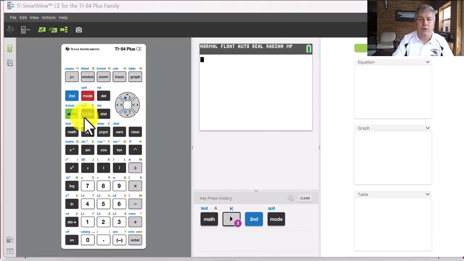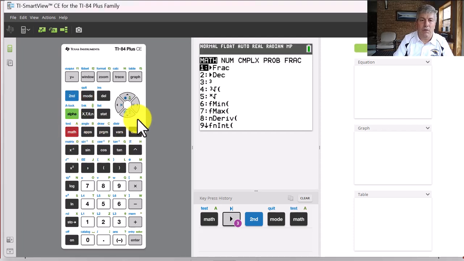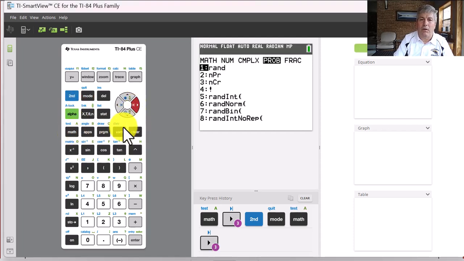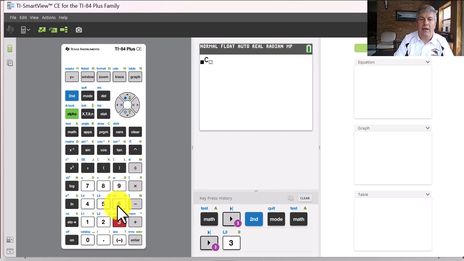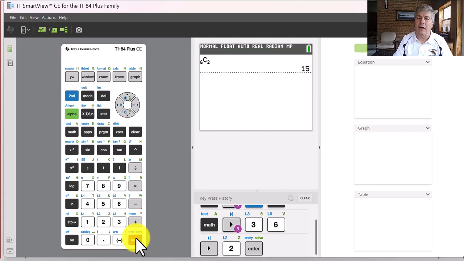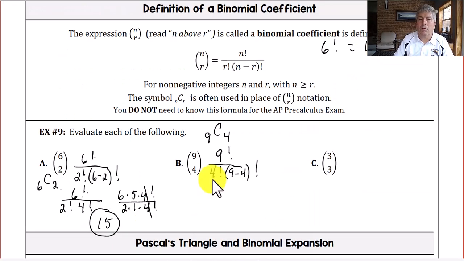If I wanted to use my calculator to do this, again, I'd go into the math menu, I'd cursor over to probability, I'm going to choose item 3, and this just gives me 6. I can put 6 in, and the combination of 6 choose 2, and I hit enter, and it gives me my answer of 15.